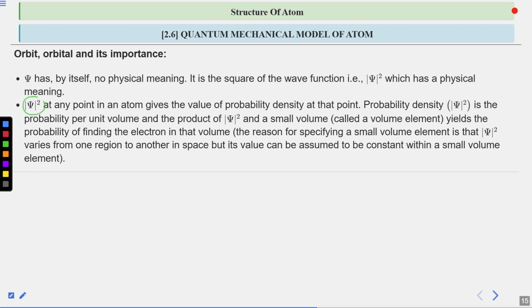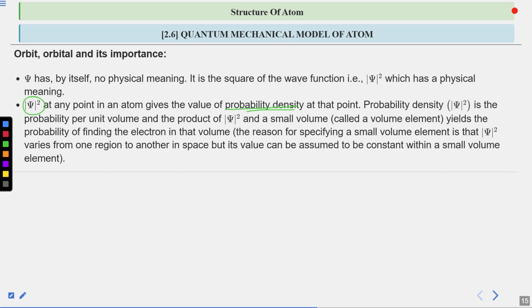Now, this psi square is basically the probability density. What is probability density? Compare this with the density that you see in your daily life. How do you calculate the density? It is mass per unit volume. If I ask you what will be the mass, you will simply multiply density into volume. Similarly, here we are taking the probability density, and the probability density formula is probability by volume.